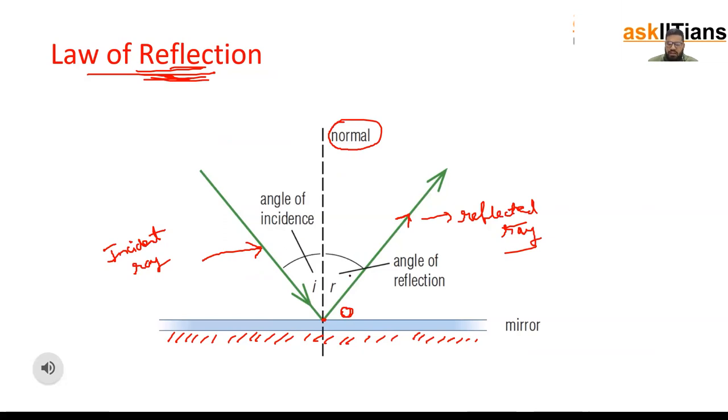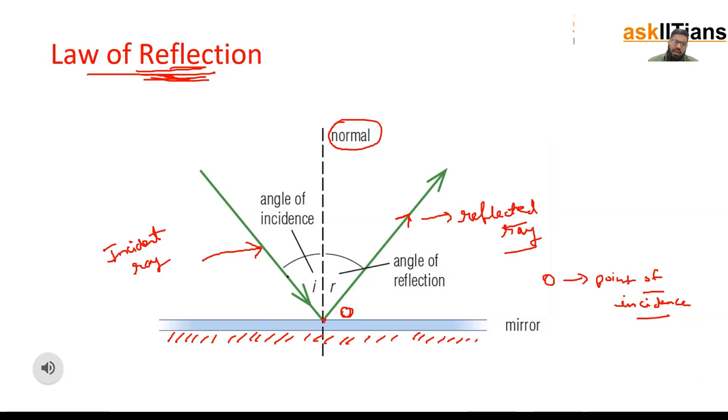So normal is that line which is perpendicular to the surface at the point of incidence. So this O is known as point of incidence. Point of incidence means wherever the incident ray is meeting the reflecting surface, that point is known as point of incidence. So normal is the perpendicular to the reflecting surface at the point of incidence. So this is the normal for this point of incidence O, which is perpendicular to the surface.